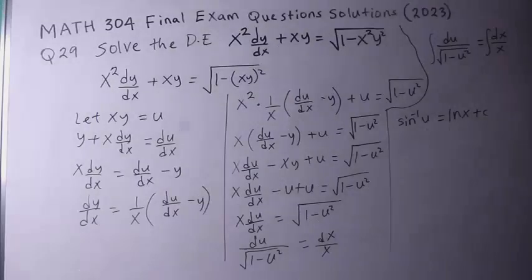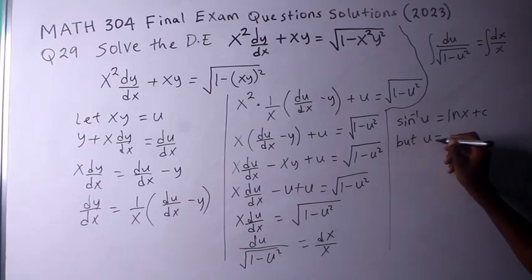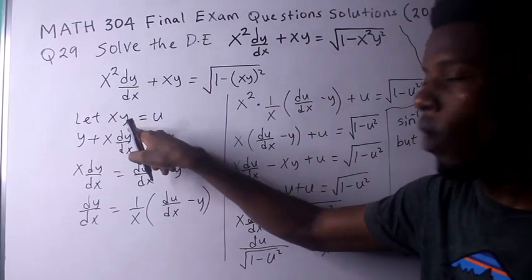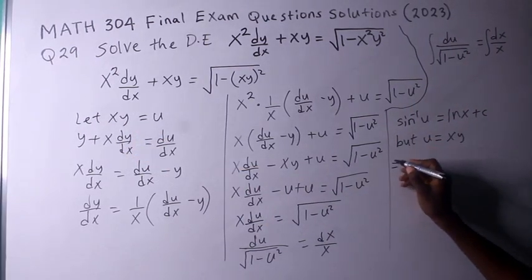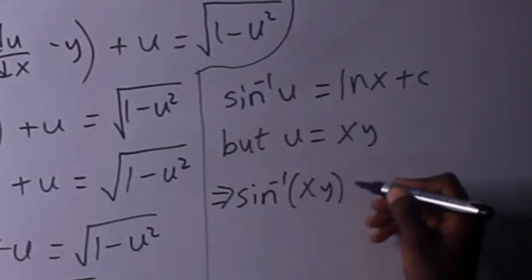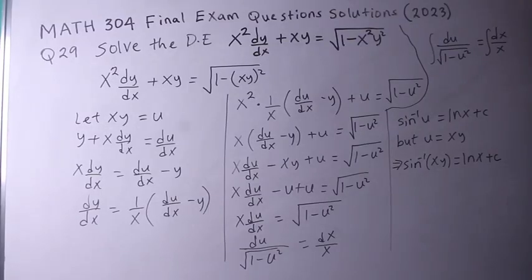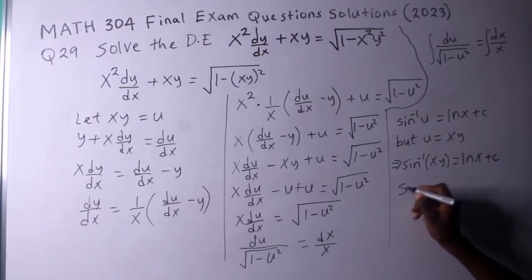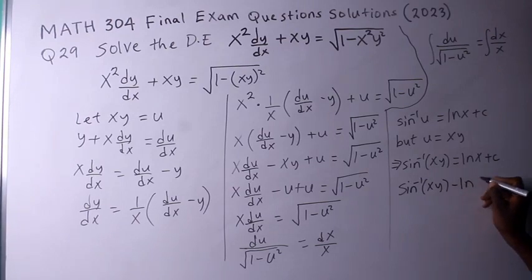But what is u? But u is xy. So my final result will be sine inverse of xy equals ln of x plus c. This is the solution to the differential equation. And if I send ln of x across, I will have sine inverse of xy minus ln of x equals c.